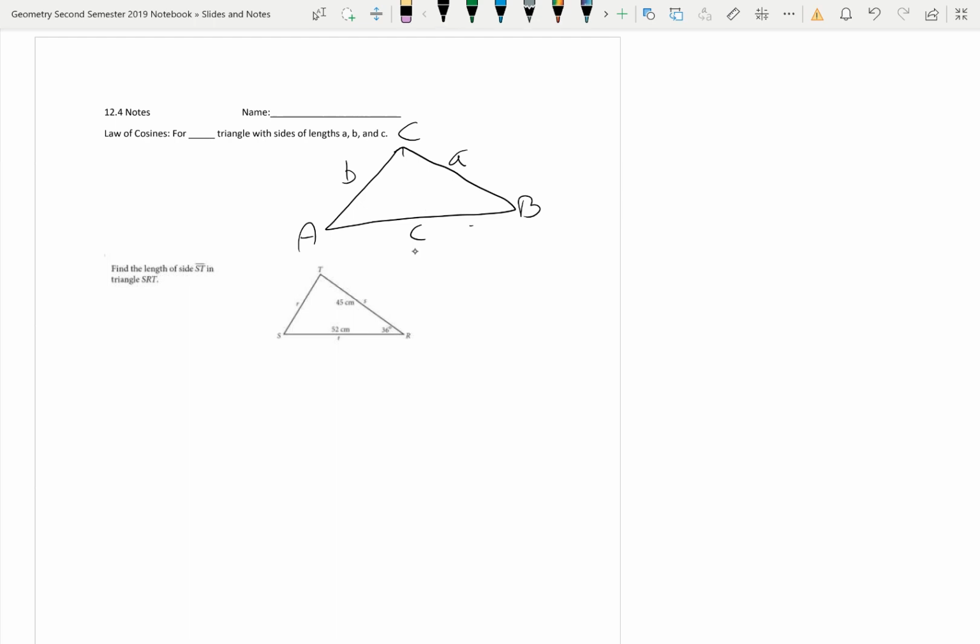Now, there is no law of tangent, in case you're wondering. Just law of sines, law of cosines. And this, again, is used on non-right triangles. And it's when you have either all the sides and none of the angles, or you have a side, an angle, and a side. So an included angle and two sides. And so these are the two cases where you can't use law of sines. And so that's why you have law of cosines. So let's show you what it looks like.